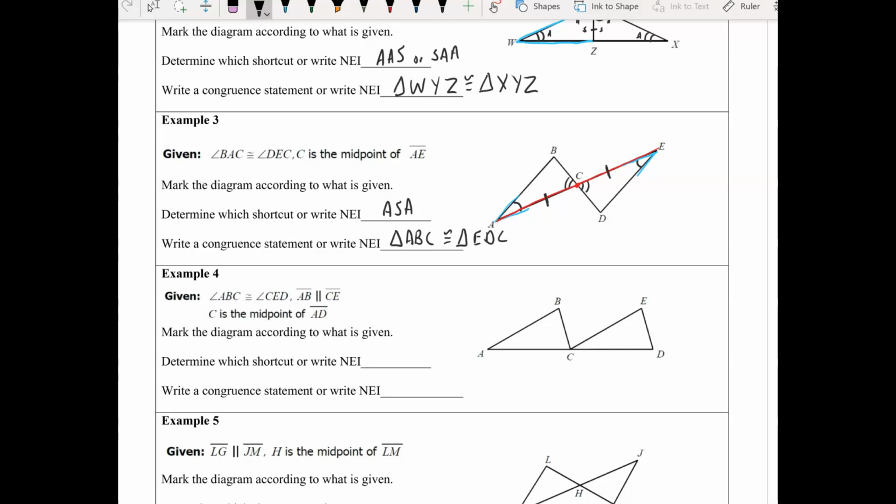Okay? And then noticing that there's also vertical angles. I don't want to leave that out. I need to use them in my shortcut. So I've got another case of angle, side, angle is congruent to angle, side, angle.